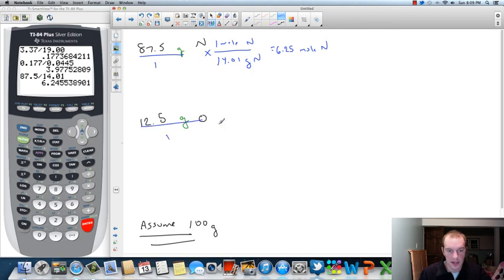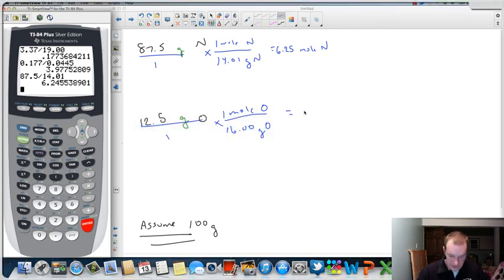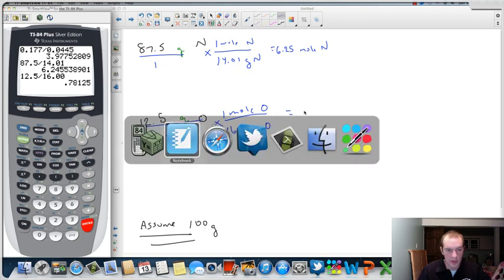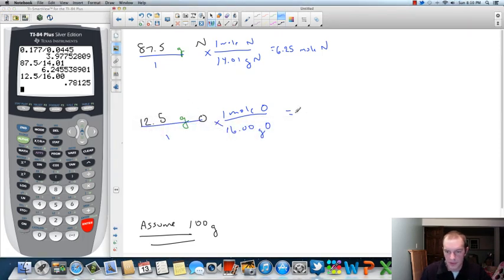We do the same thing for oxygen over 1 times 1 mole of oxygen. We remember from before it's 16.00 grams of oxygen. Okay, so we can go ahead to our calculator. We can say it's going to be 12.5 divided by 16.00, which equals approximately 0.781 moles of oxygen. Clearly, that's the lowest number of moles. We're going to divide everything by that.